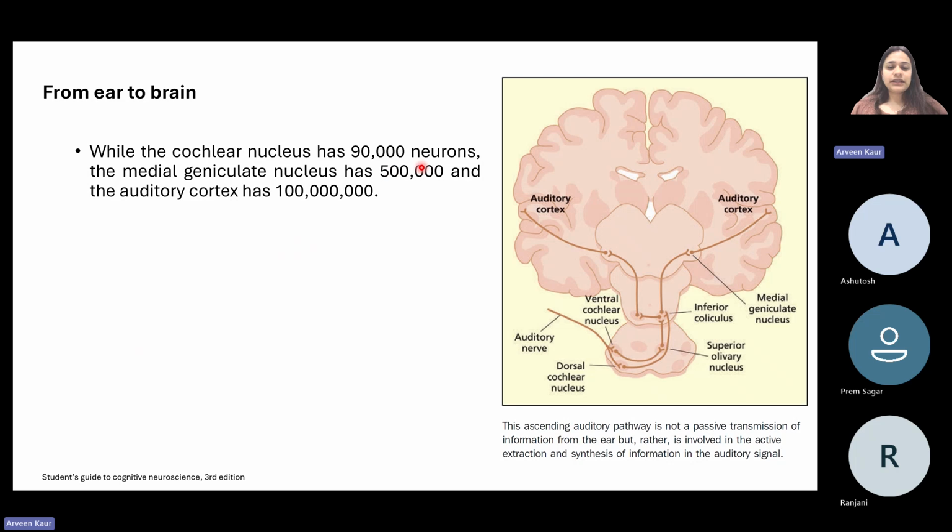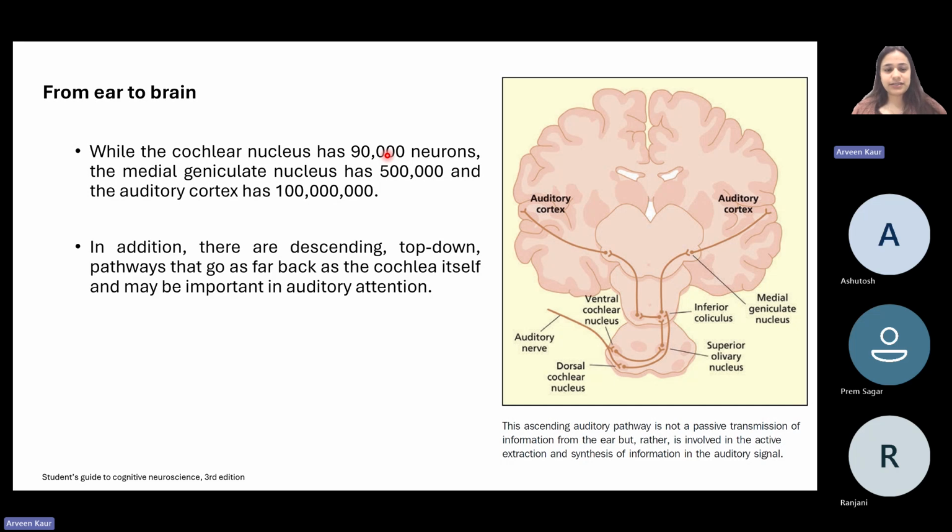So while cochlear nucleus has 90,000 neurons, while the medial geniculate nuclei has 50,000, and auditory cortex has over 100 million, right? The ascending auditory pathway is not a passive transmission of the information of the ear, but rather involved in active extraction and synthesis of information. And that is what the brain does with all the signals that it is getting.